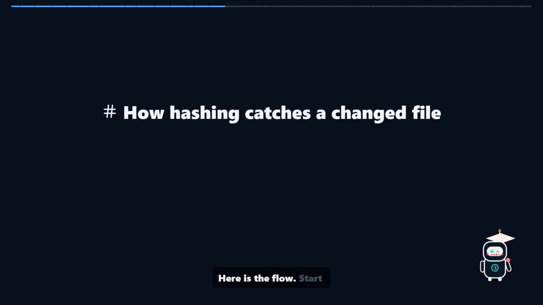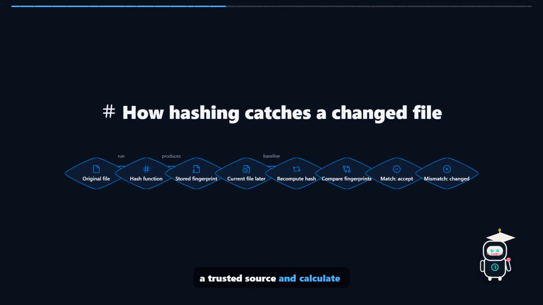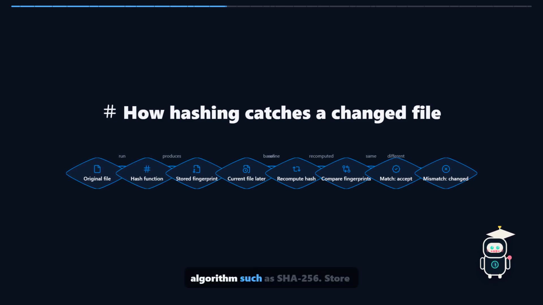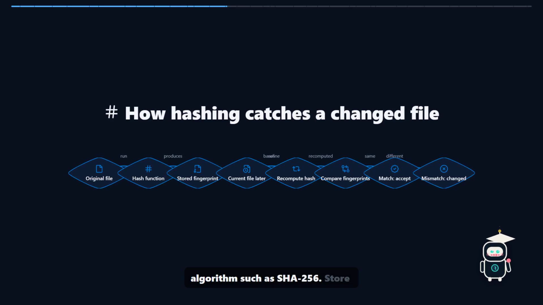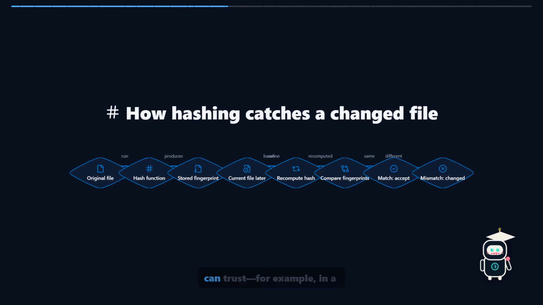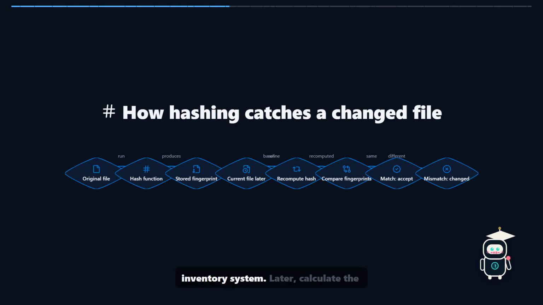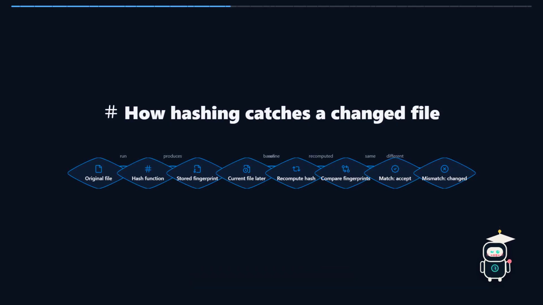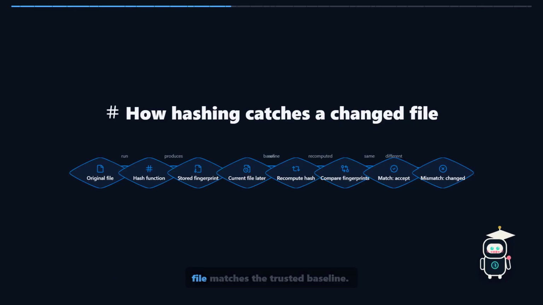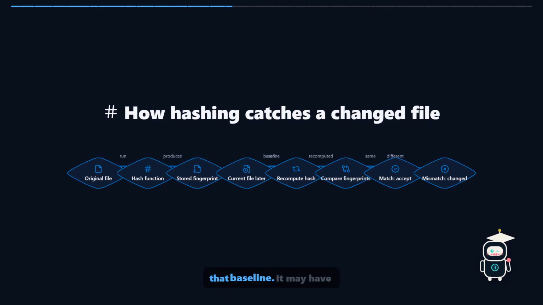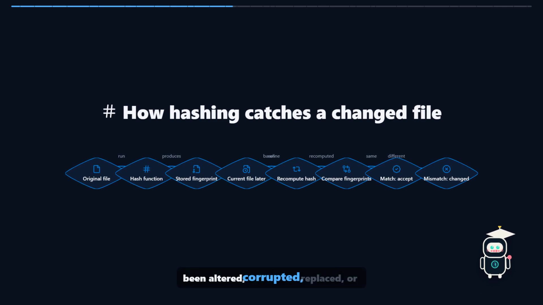Here is the flow. Start with an original file from a trusted source and calculate its hash using a strong algorithm such as SHA-256. Store that expected hash somewhere you can trust. For example, in a signed vendor release page, a protected repository, or a trusted inventory system. Later, calculate the hash of the file you have now. Compare the values. If they match, your current file matches the trusted baseline. If they do not match, the file is different from that baseline. It may have been altered, corrupted, replaced, or simply updated.